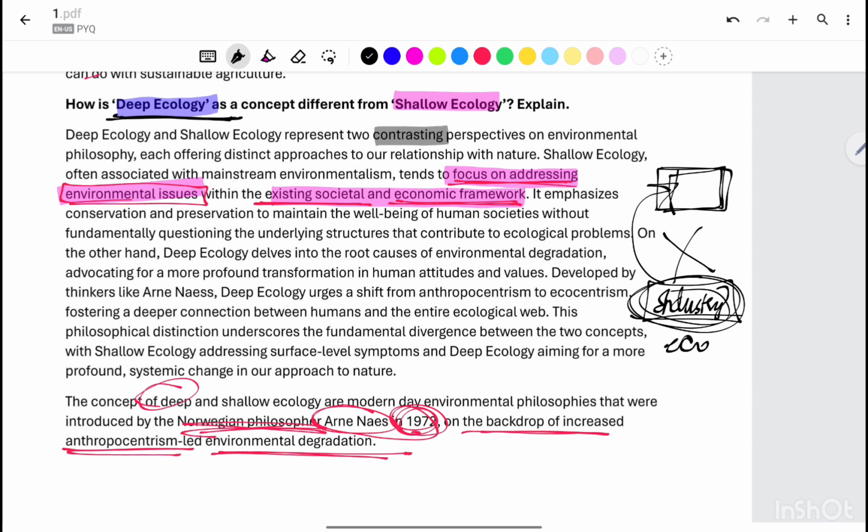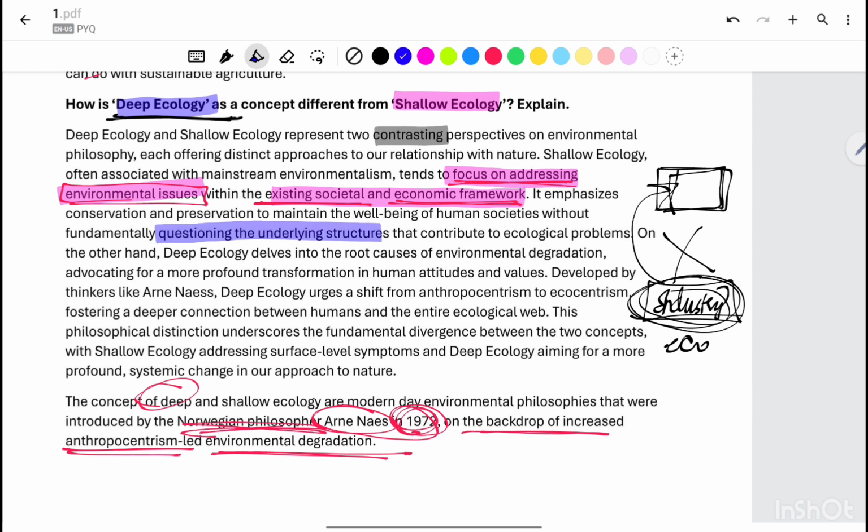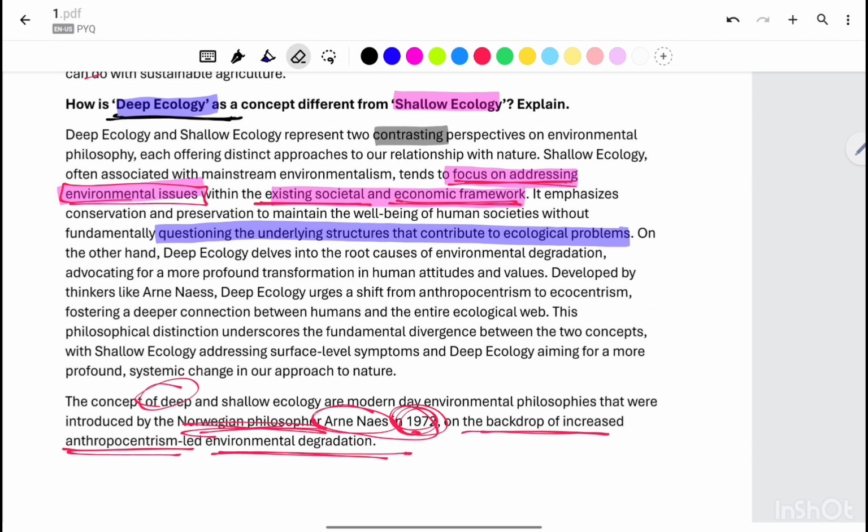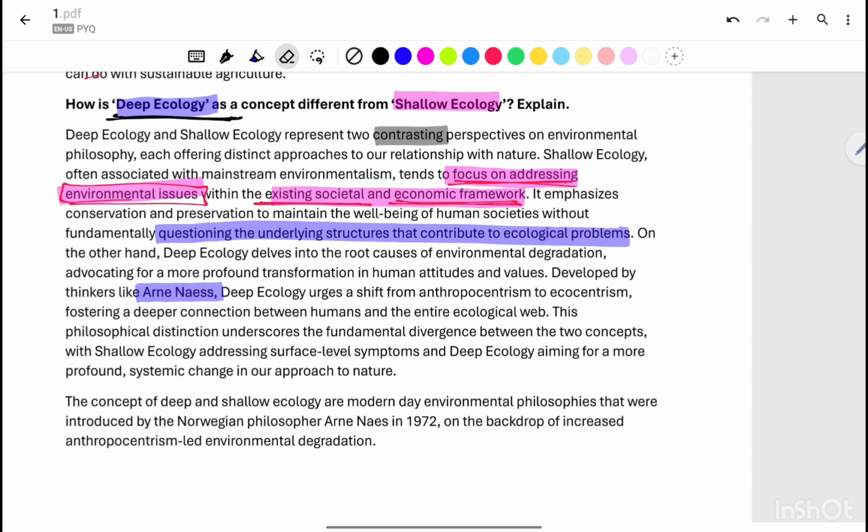Whereas deep ecology tries to understand and answer the underlying structure that is contributing to the environmental problem. The industry which is contributing to the environmental problem needs to be shut down. The deep ecology concept has been given by Arne Naess, who is a Norwegian philosopher, right? He is a Norwegian philosopher, Arne Naess.